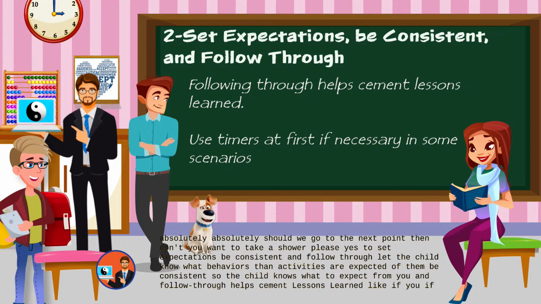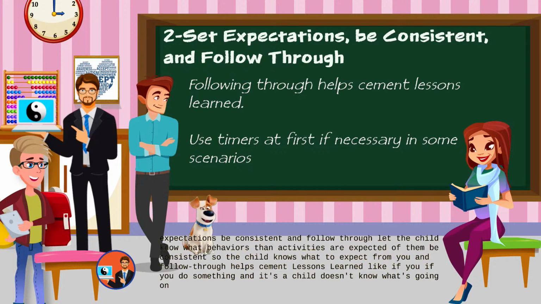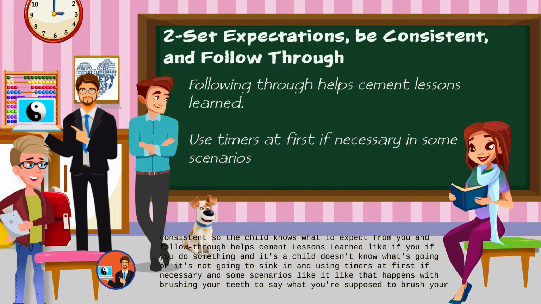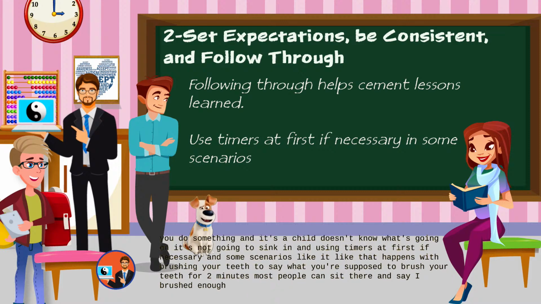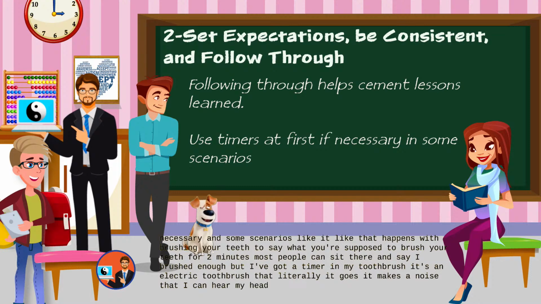Like, if you do something and a child doesn't know what's going on, it's not going to sink in. And using timers at first, if necessary, in some scenarios. Like with brushing your teeth. They say you're supposed to brush your teeth for 2 minutes. Most people can sit there and say, I've brushed enough. But I've got a timer in my toothbrush. It's an electric toothbrush that makes a noise that I can hear in my head for when to go to the next part of my mouth.